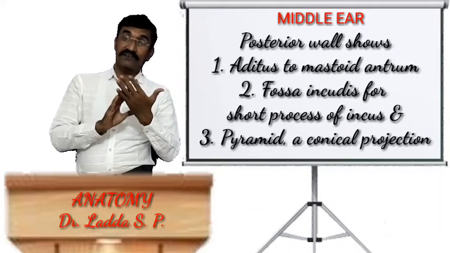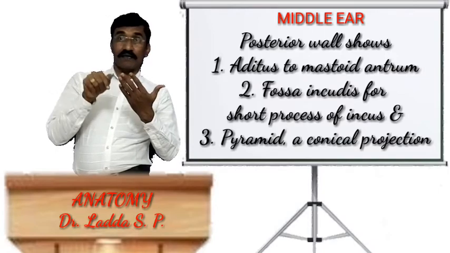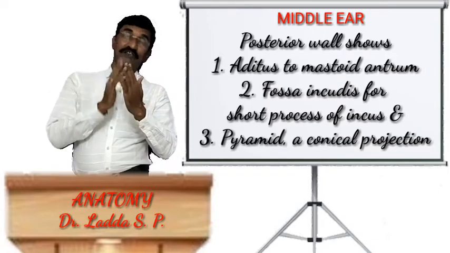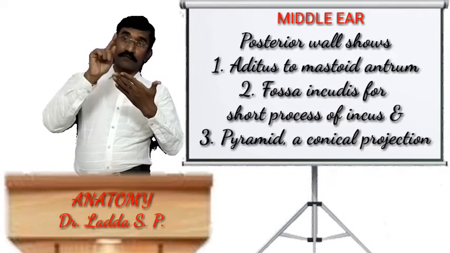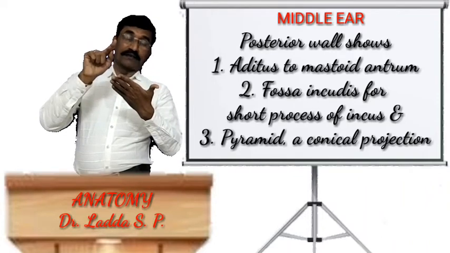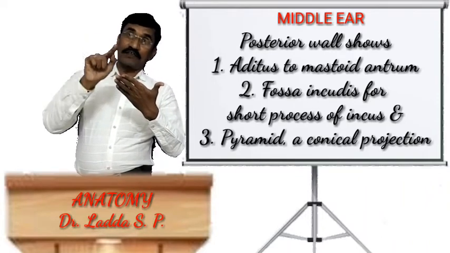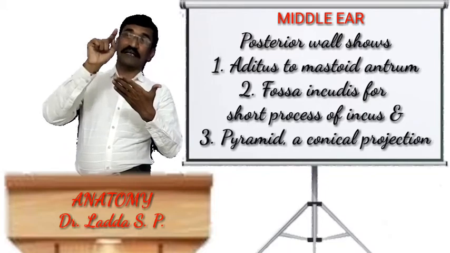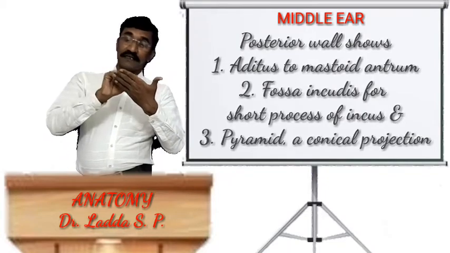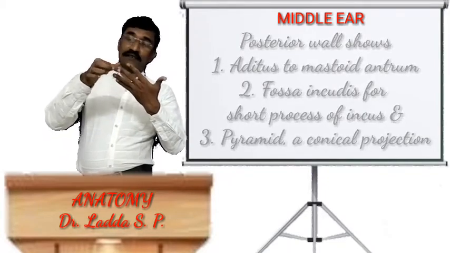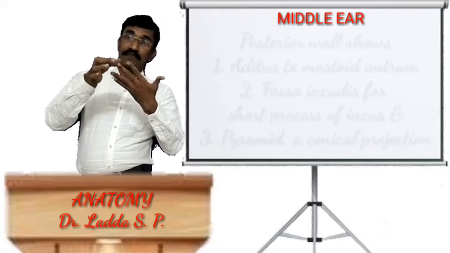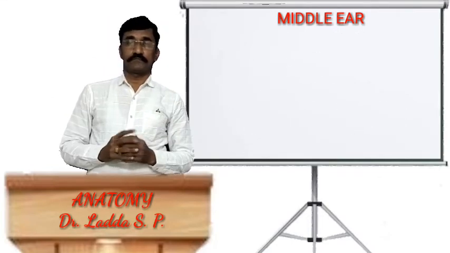So the structures at the posterior wall are, number one, the ridges to mastoid antrum, number two, incudial fossa, and number three, the pyramid. So these are the structures.